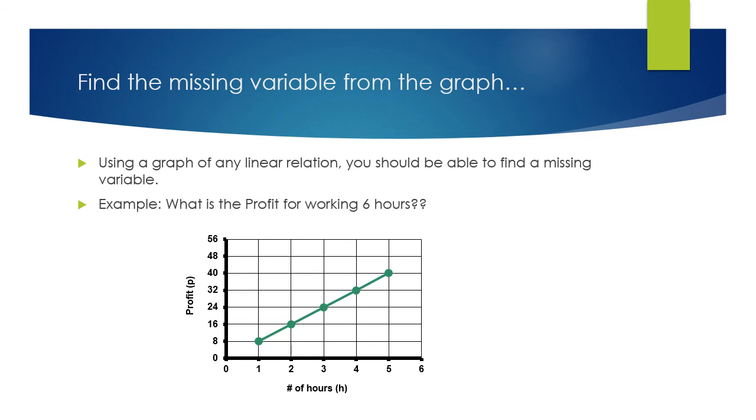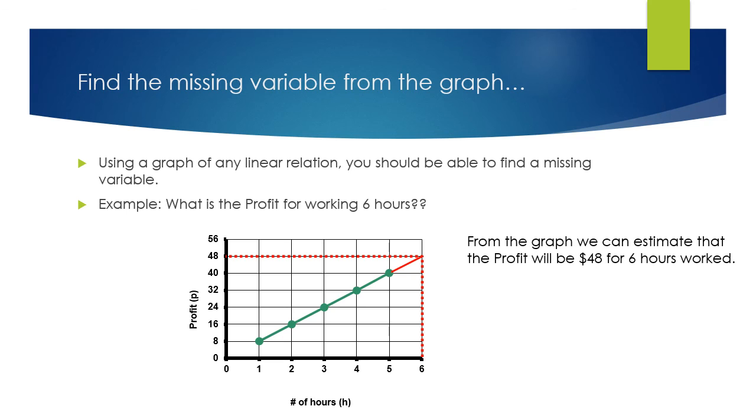Another example might be, what is the profit for working 6 hours? So if you look at this graph right now, if you go over to 6 hours and go straight up, there's no graph there. The graph stops at 5 hours. So what can we do? Because you know that graph's a straight line, you can use a ruler and continue drawing that straight line until it hits 6, and then solve it the same way we did the last one. So we start at 6 hours, and we go up until we hit the graph, and then we go over to the profit, and we see that the profit will be $48 for 6 hours worked.